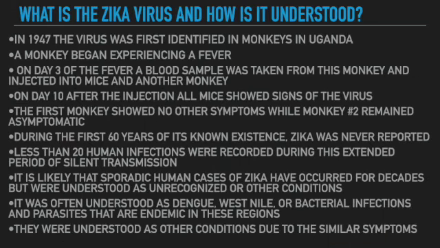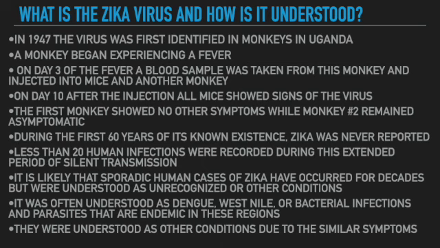In 1942, the virus was first identified in monkeys in Uganda. A monkey began experiencing a fever. On day 3 of the fever, a blood sample was taken from this monkey and injected into mice and another monkey. On day 10, after the injection, all mice showed symptoms of the virus. The first monkey showed no other symptoms while monkey number 2 remained asymptomatic.